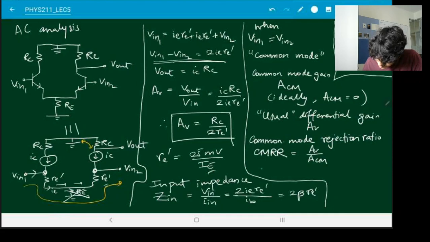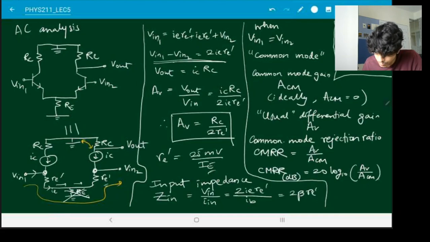You can also define the common mode rejection ratio in decibels, and that is defined as 20 log 10 of the differential gain over the common mode gain. So this is how you define CMRR in units of decibels.